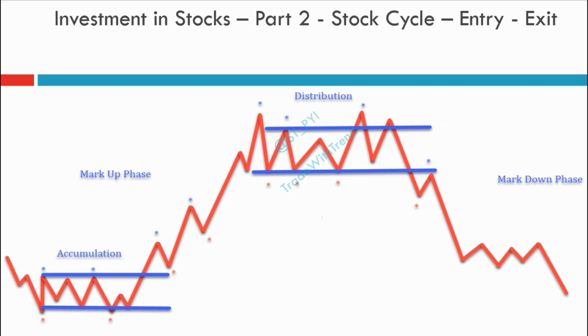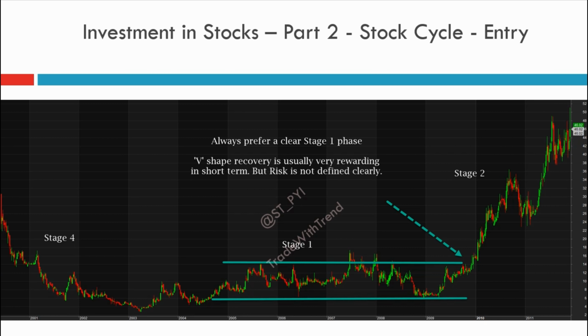All right. So I'll just start with an example. What we have here is a stage 4 where the markdown phase has happened.